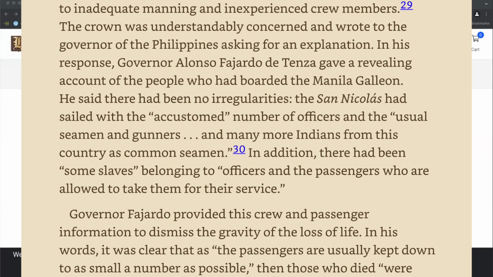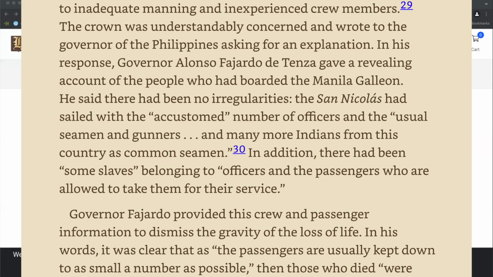The crown was understandably concerned and wrote to the governor of the Philippines asking for an explanation. In his response, Governor Alonso Fajardo de Tenza gave a revealing account of the people who had boarded the Manila galleon. He said there had been no irregularities. The San Nicolas had sailed with the accustomed number of officers and the usual seamen and gunners and many more Indians from this country as common seamen. In addition, there had been some slaves belonging to officers and the passengers who were allowed to take them for their service. Governor Fajardo provided this crew and passenger information to dismiss the gravity of the loss of life.